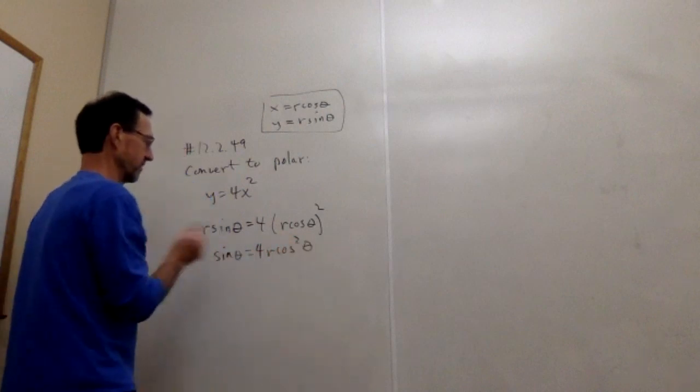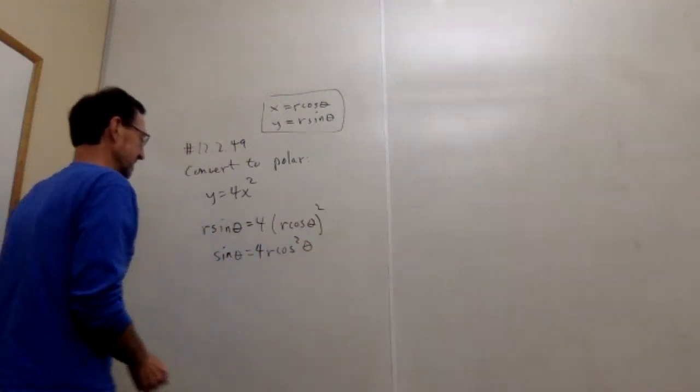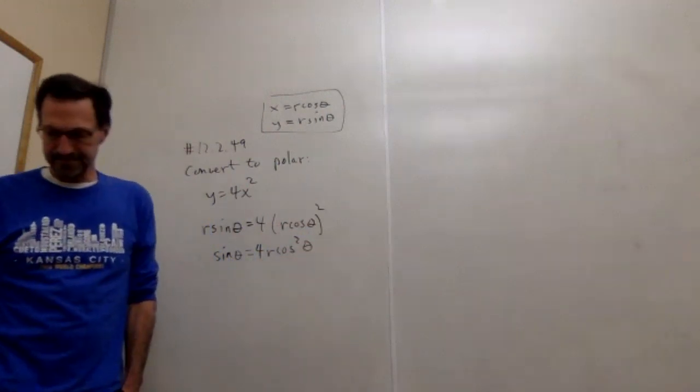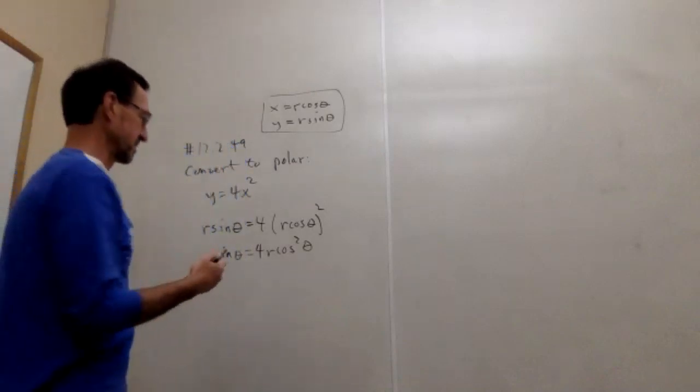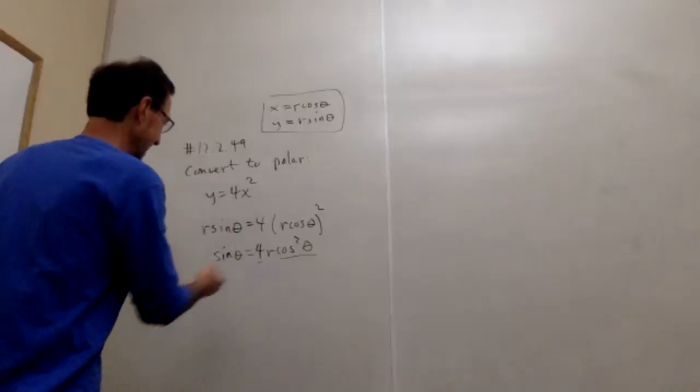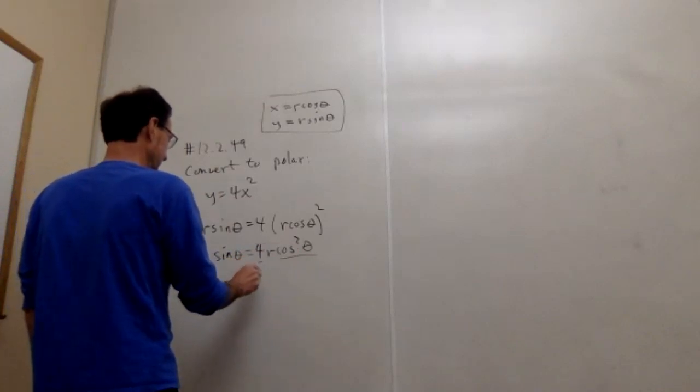So one of these r's goes away. We got the full cosines. And probably Pearson would like for you to solve it for r, that is to write it as a polar function. Yeah, which is what it did, and that's where I had problems. So divide by 4 cosine squared.